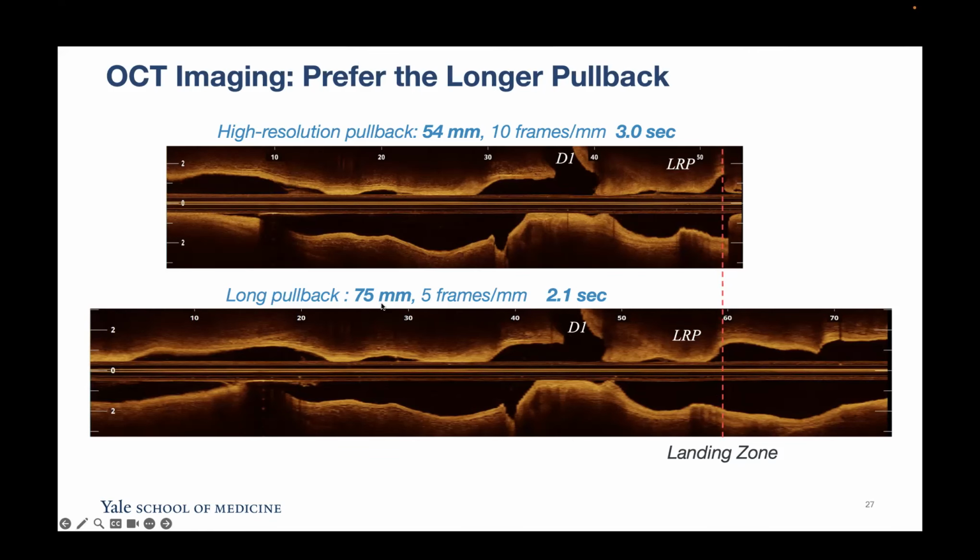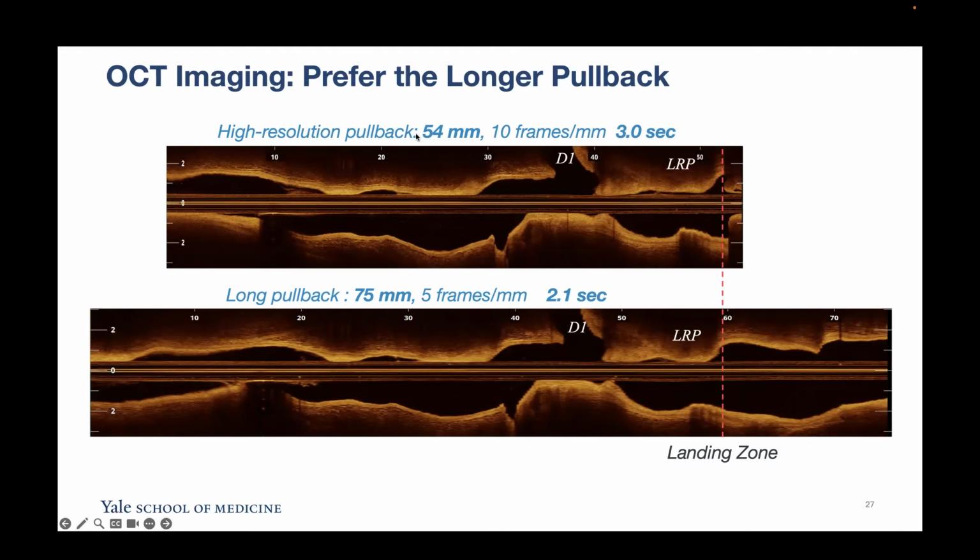And opposite to what people think, that if you go longer you use more contrast, the frame rate here is smaller. So you have half the frame rate. It actually takes almost 1 second less than the high resolution pullback, because you have fewer frames per second per millimeter. So you actually get longer with faster pullbacks, which also allows us to save contrast as opposed to high resolution. So this is the one I usually use.